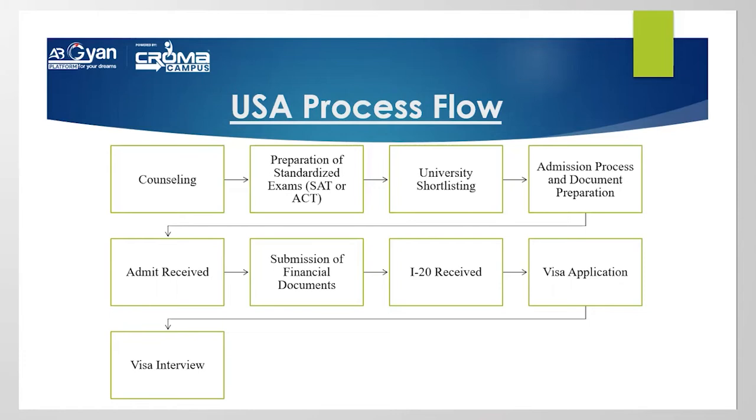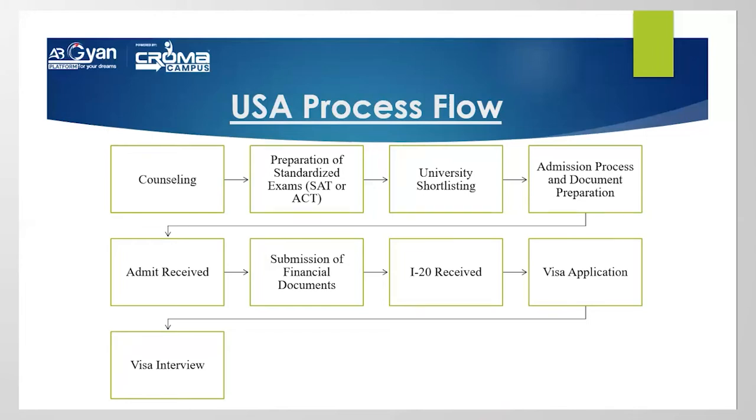Here we look at what kind of documents we need to prepare, SOPs, LORs, whether the university requires transcripts and all, whether the university is accepting backlogs, and if they are accepting them, how many backlogs they are accepting. Once we complete the admission process, which is submitting the application, and if the university accepts our application, we'll receive an email notification from the university side that they have received the application and they are accepting it.